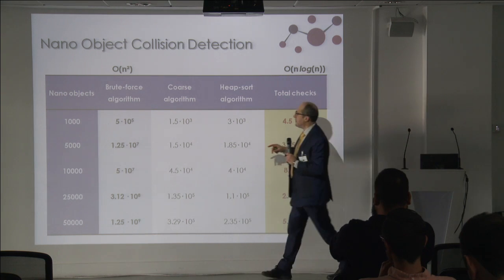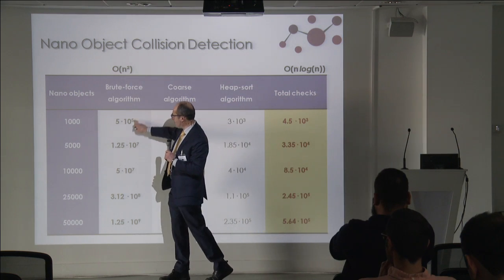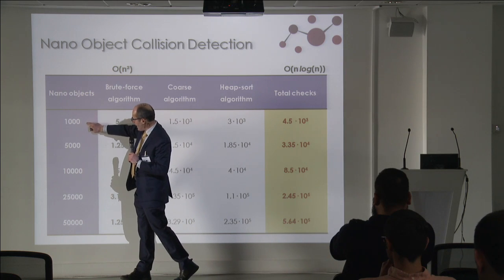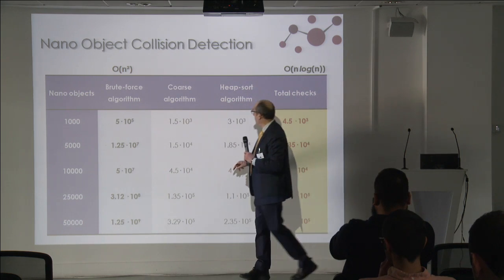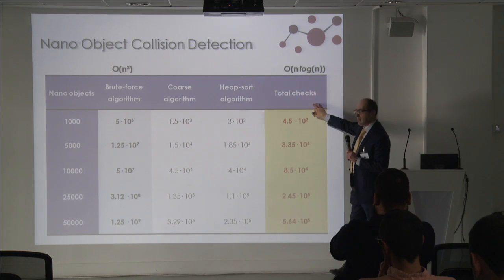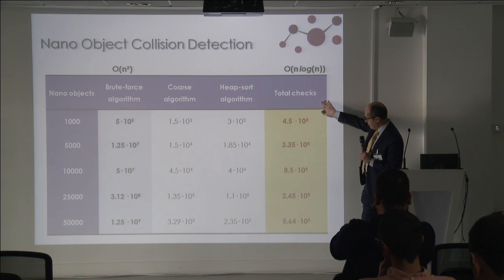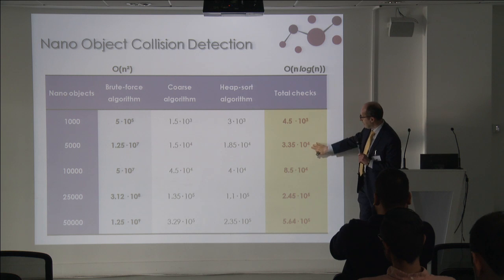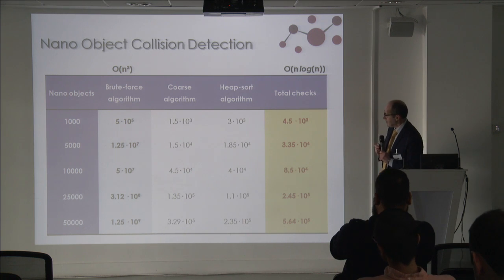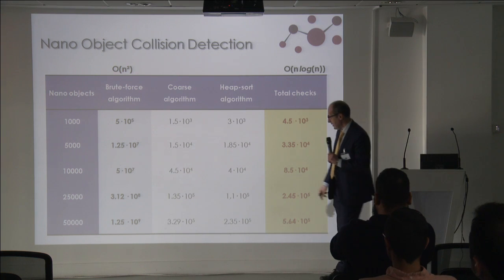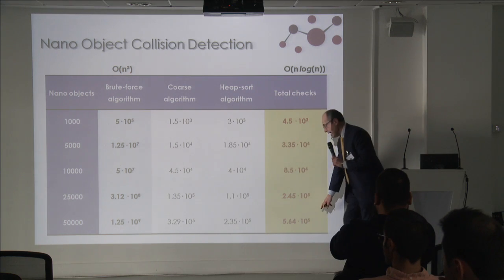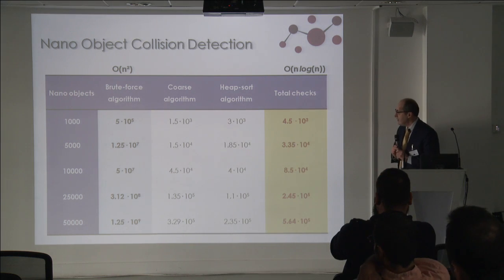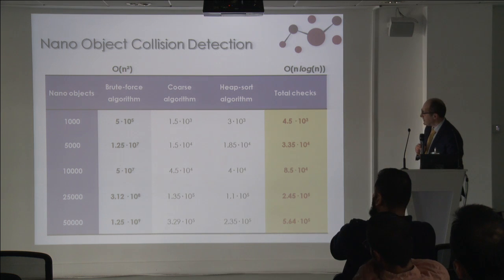Let's just compare the brute force approach, having 1,000, 5,000, up to 50,000 objects, with the total checks that we implement in our simulator, and the gain is actually impressive. We have 10^9, and we have 10^5. So the performance gain seems to be really good.